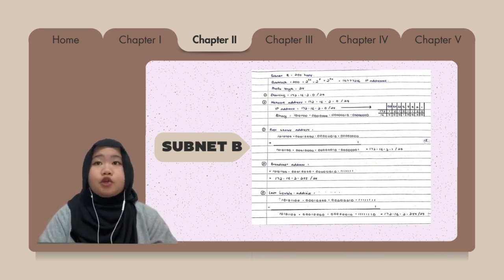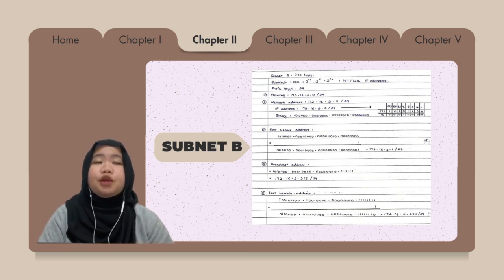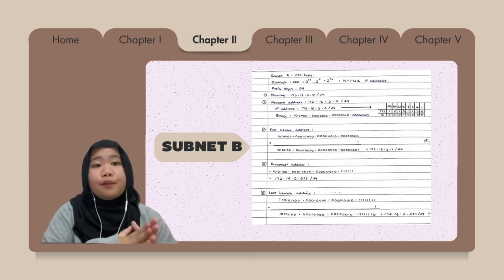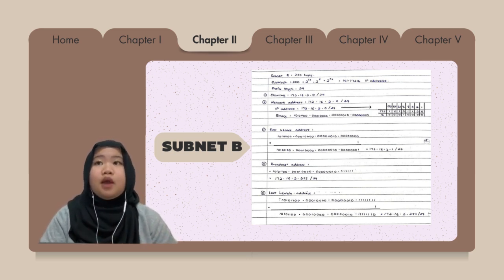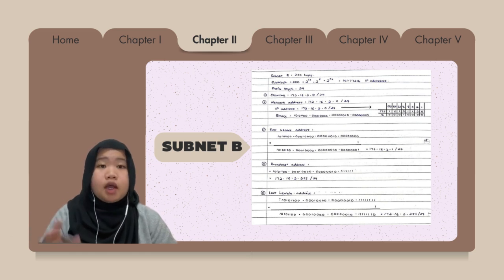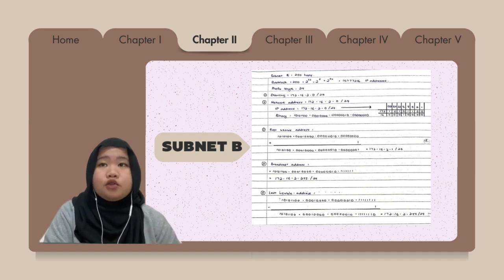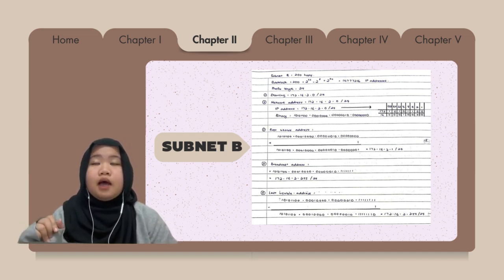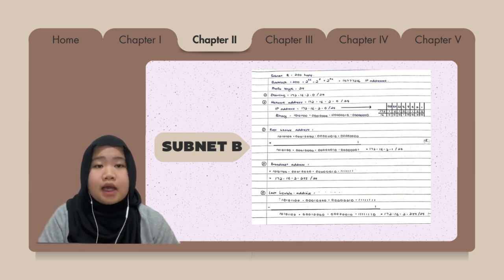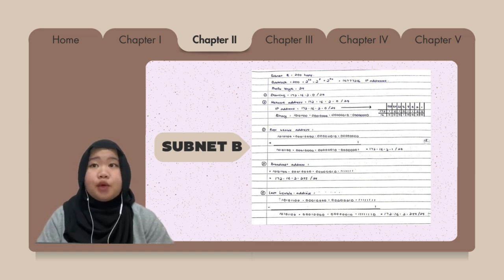So for subnet B, we're going to find the prefix length first. Based on the previous subnet A, we're going to use the same formula, 2 to the power of 32 minus n. N is the number that we have to choose that is bigger than the question. The question for B is 200, so I'm going to pick 2 to the power of 8, which equals 256. With the formula, we get 2 to the power of 24, which equals 16777216 IP addresses that we can form. So our prefix length is 24.